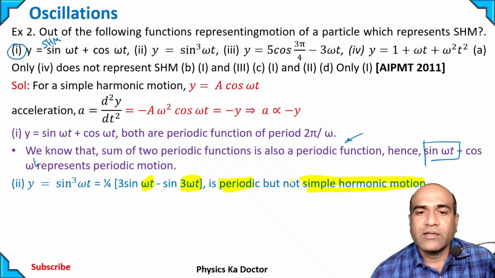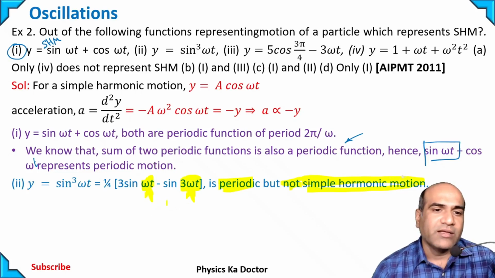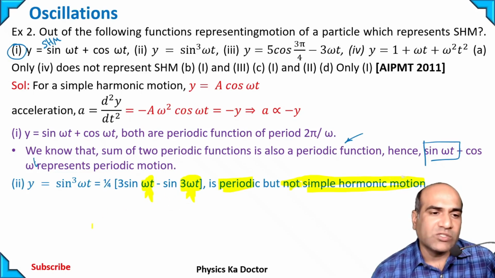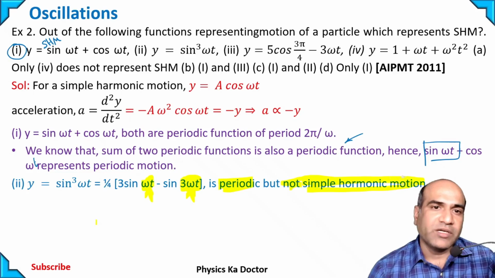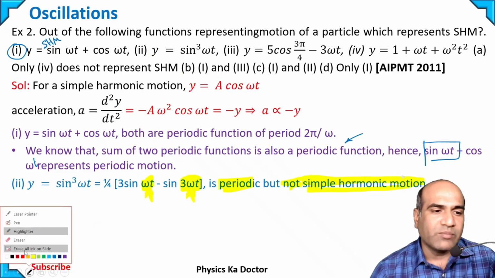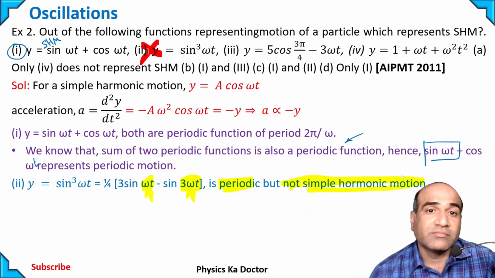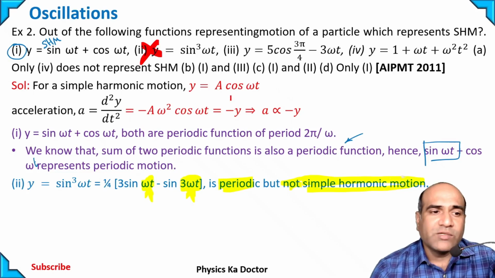right? Now you just need to find the angle. This angle should match, the angle with the plus minus sign should match. If the angle is not matching, it is not a simple harmonic motion. So second, it is not a simple harmonic motion. Fine. Now let's see third.